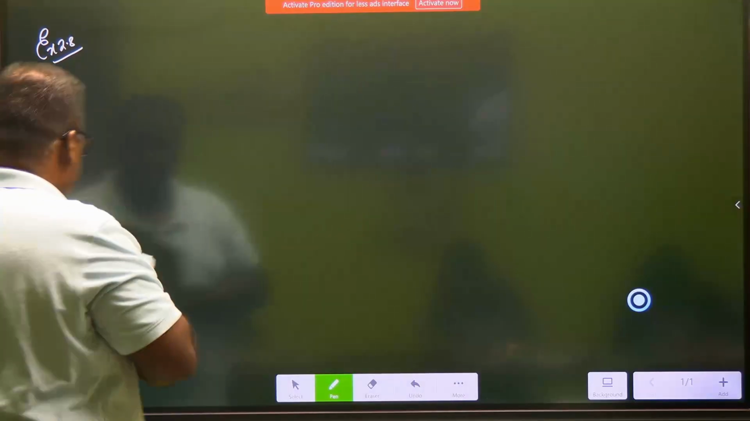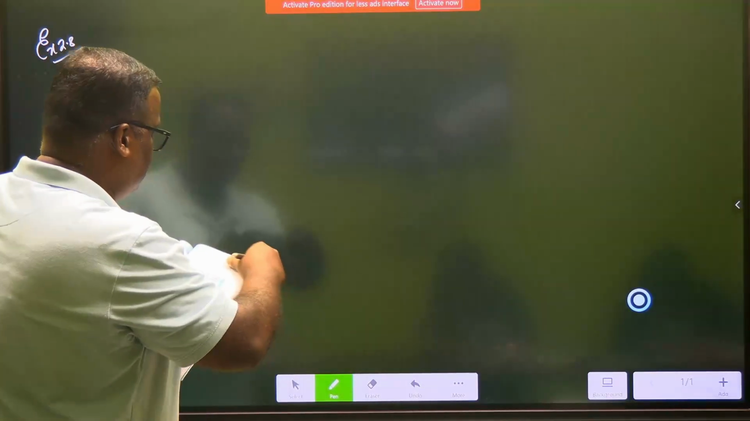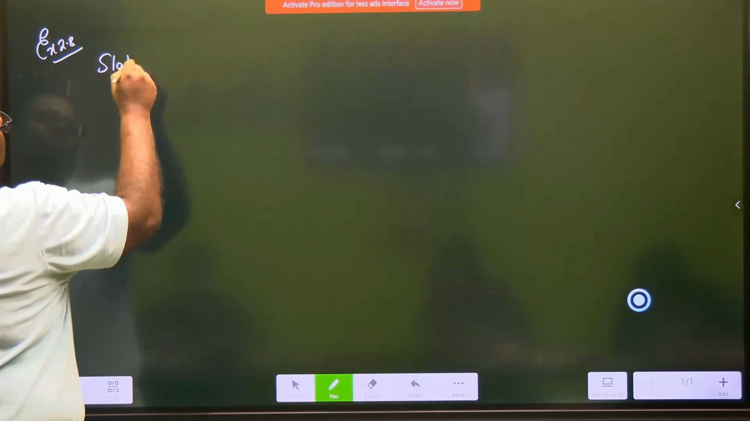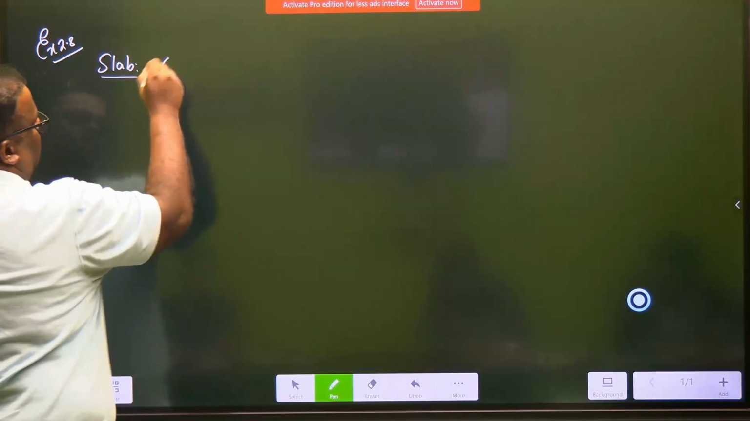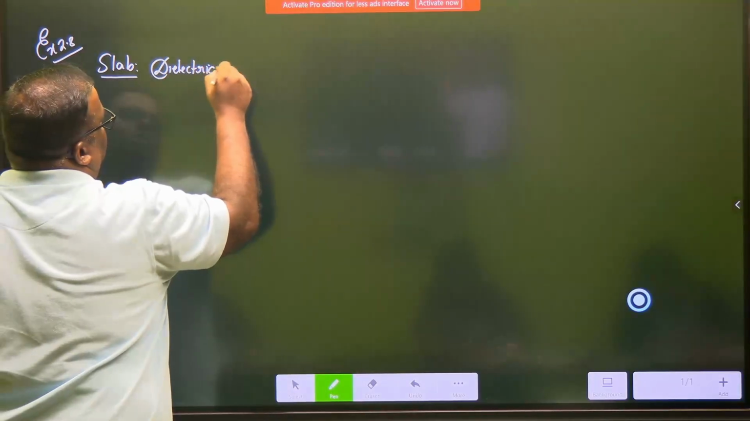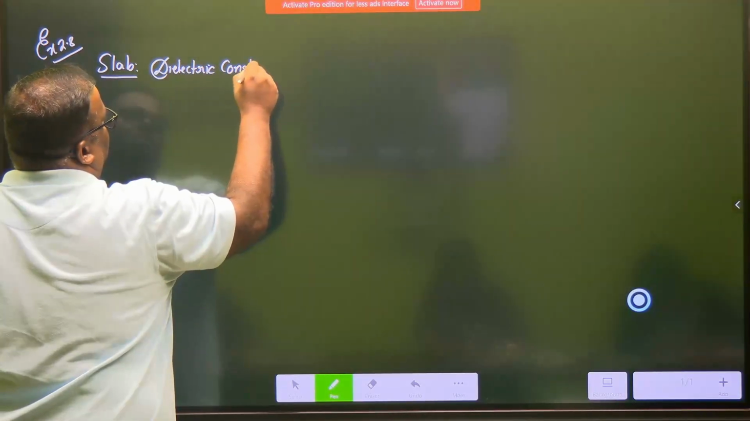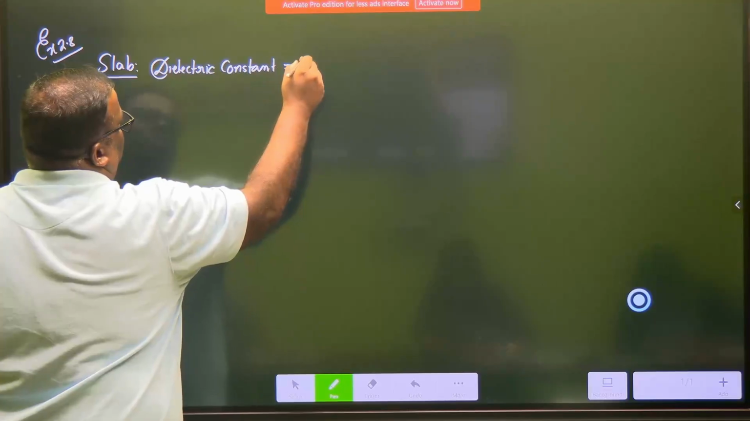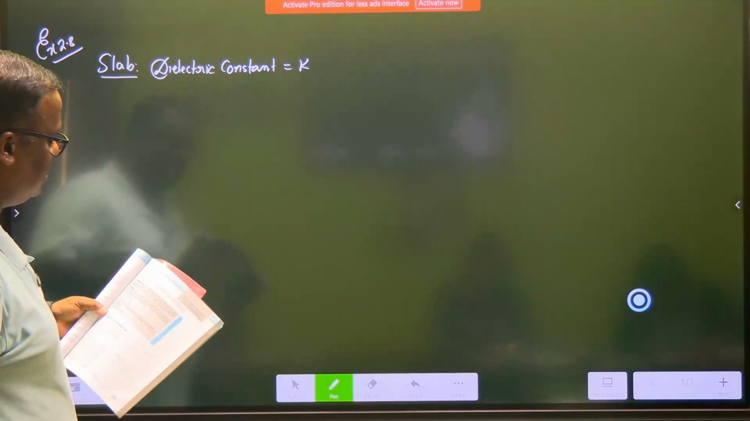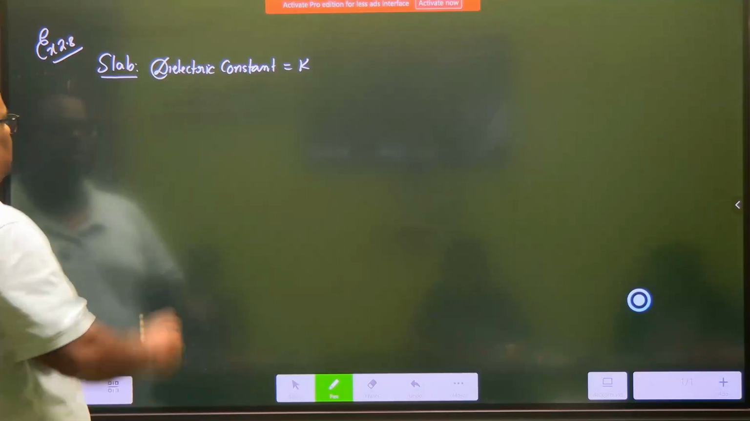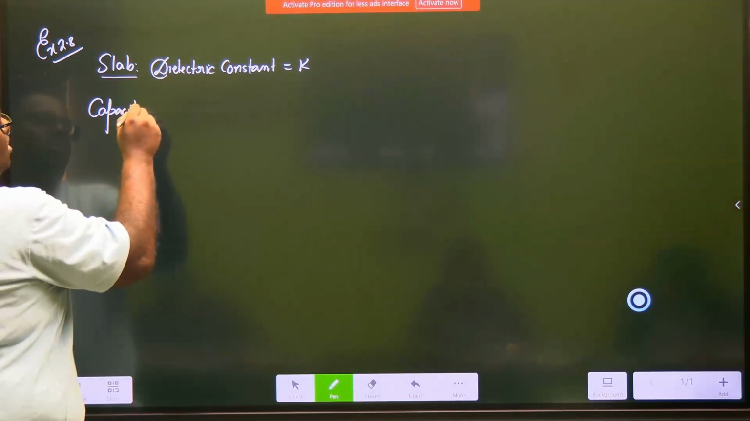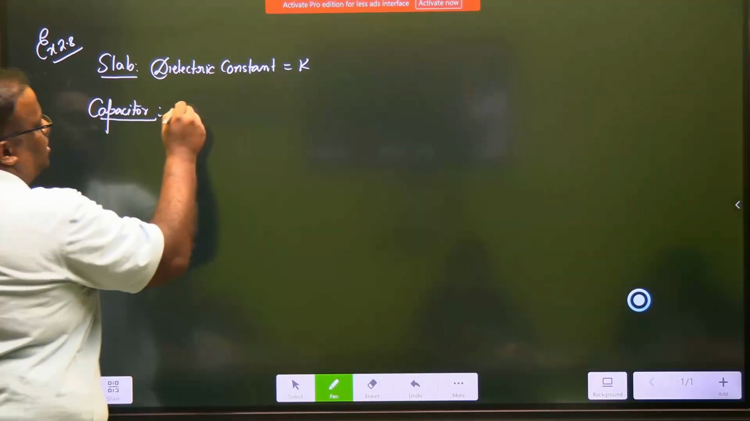So it says a slab of material of dielectric constant K. So we have a slab, and this slab has got a dielectric constant, and this dielectric constant is K. Okay, has the same area as the plates of a parallel plate capacitor. So we have a capacitor, and the type is a parallel plate.